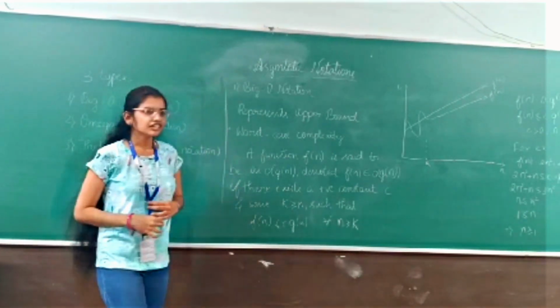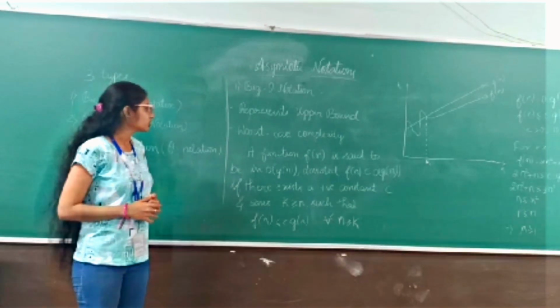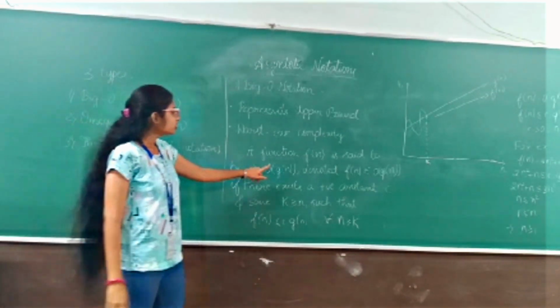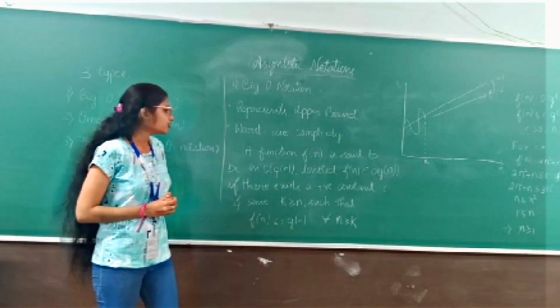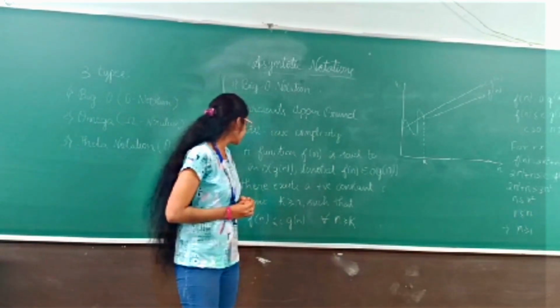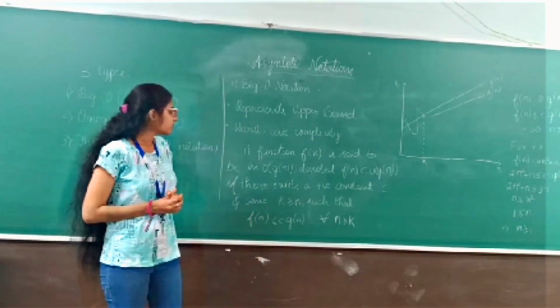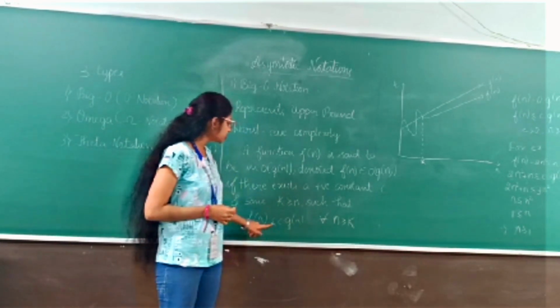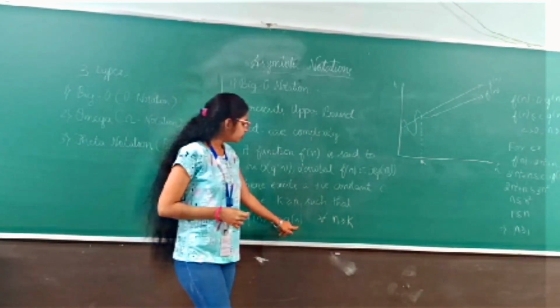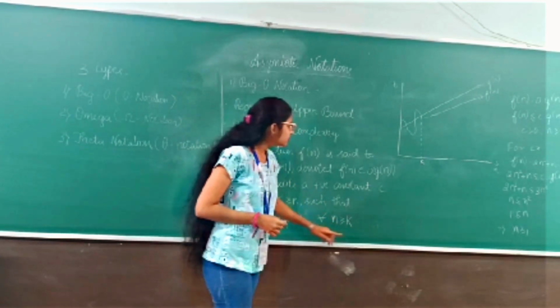Let's look at the definition of big O notation. A function f(n) is said to be in O(g(n)), denoted by f(n) belongs to O(g(n)), if there exists a positive constant c and some k less than or equal to n such that f(n) is less than or equal to c times g(n) for all n greater than or equal to k.